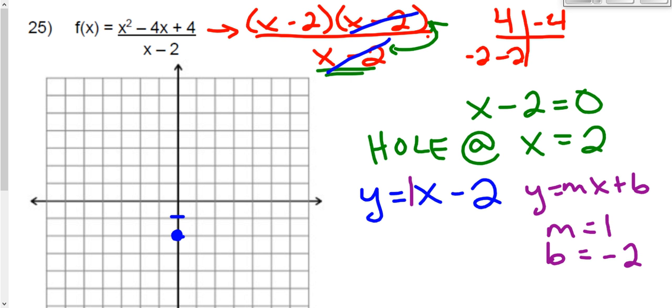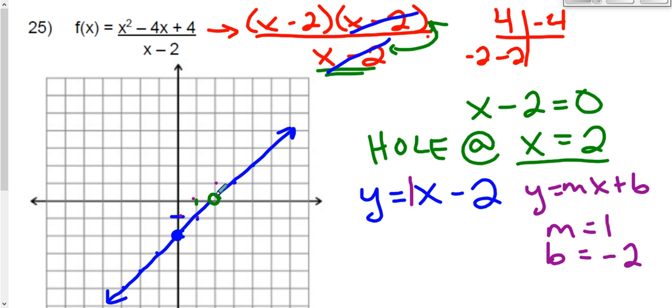Now all I have to do is use my slope to get the rest of my line. My slope is the number 1, which means I have to go up 1 and over 1. Up 1 and over 1. Up 1 and over 1. So these up and over 1s here, these are going to be my line. And I can go down 1 and over 1 in the opposite direction. So this is the graph of x minus 2. Now our function looks just like x minus 2, except that we have a hole where x equals 2. So I'm going to go to x equals 2 on my graph, which is right here. I'm going to erase that point, and I'm going to replace it with a hole, which is just an open circle. And that's it. That graph is finished.